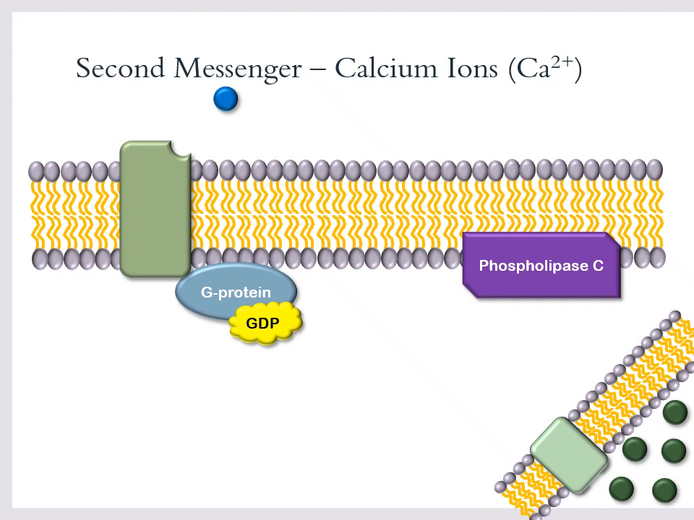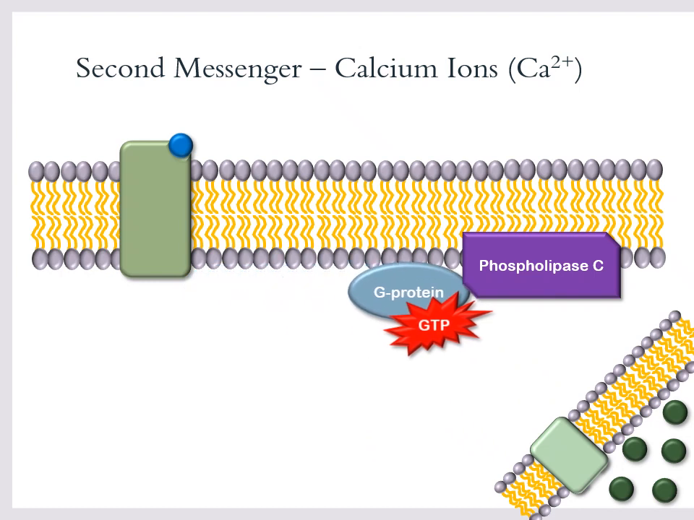The other second messenger we're going to look at is calcium ions. This is even more common as a second messenger than cyclic AMP. Again, we start with our ligand, which, as with the previous example, activates the receptor and subsequently the G-protein. The enzyme in this case is phospholipase C, which breaks down one of the phospholipids in the plasma membrane into diacylglycerol and inositol triphosphate, or IP3.